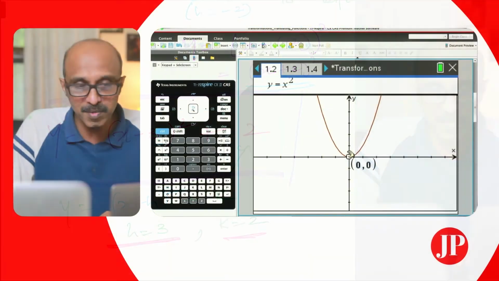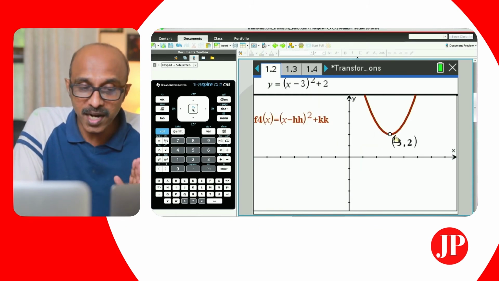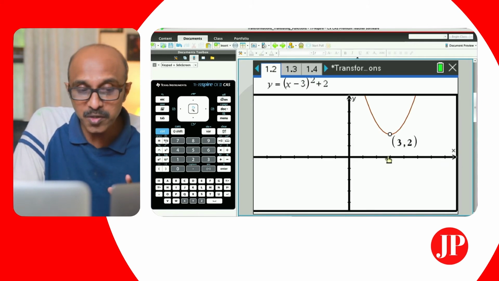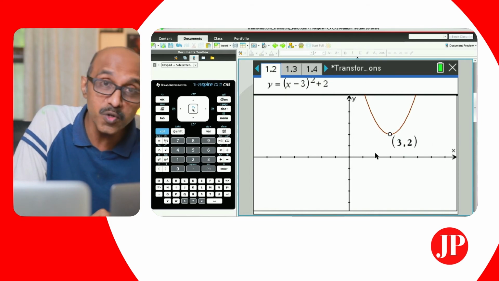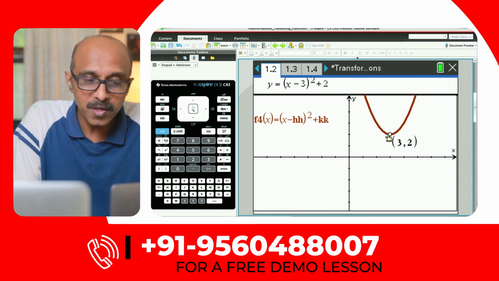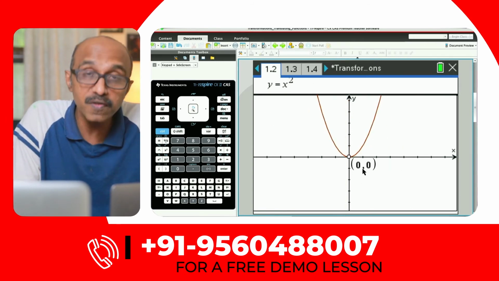Let's just check it and confirm it on our calculator. Look at the equation x minus 3 the whole square plus 2. The quadratic, the parent function, has gone from the origin 3 units to the right, 2 units up. And that h, k, 3 and 2, are the coordinates of the new vertex. The parent function was 0, 0 and the new vertex is now 3, 2. Let's bring the quadratic back to its original position. That means the parent function, there's the 0, 0, the vertex.